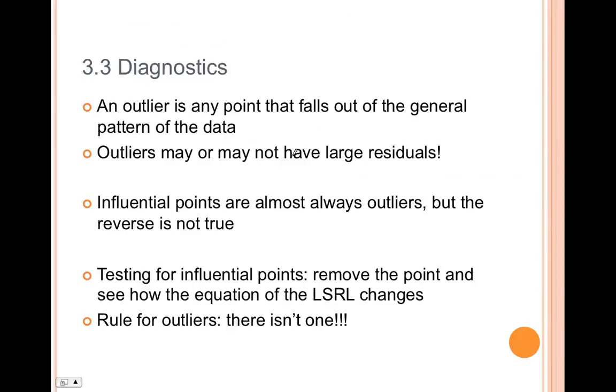So an outlier is any point that falls out of the general pattern. They may or may not have large residuals. Influential points, however, actually have an effect on the least squares regression line, okay? So an influential point is probably going to be an outlier, but an outlier is not necessarily influential. To test for an influential point, we're going to remove that point and see if the equation of the least squares regression line changes. To test if something is an outlier, there isn't one. You just test with your eyes. You see if there's anything unusual.